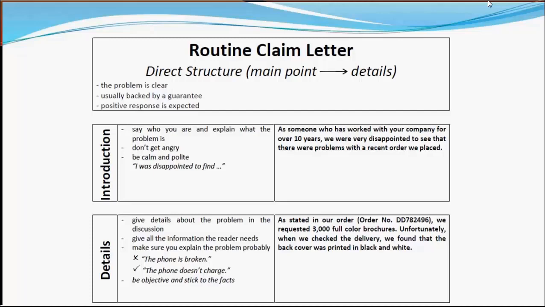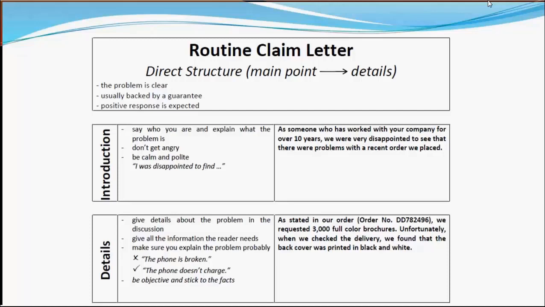So here's an example. As someone who has worked with your company for over 10 years, we were disappointed to see that there were problems with a recent order we placed. In this introduction, you are saying who you are. You are somebody who has been dealing with the company for 10 years, okay? And you are explaining what the problem is, which is that there were problems with a recent order we placed. You have an order that has some problems. Don't get angry. Be calm and polite. I was disappointed, okay?